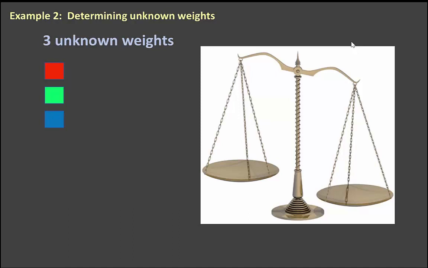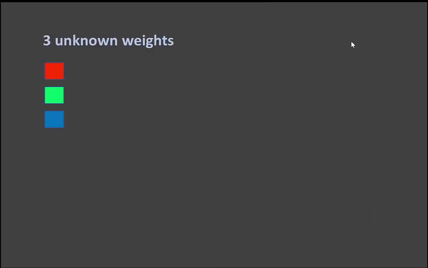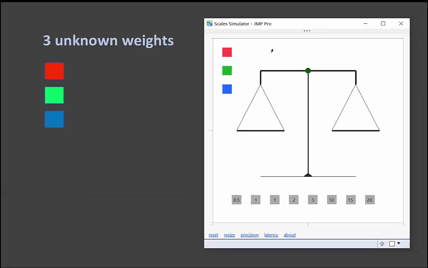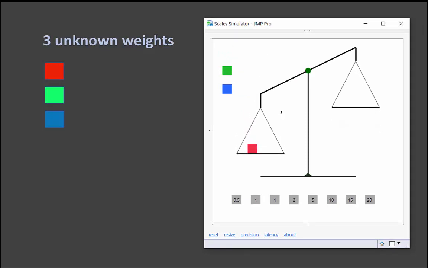Let's think about this problem where I have 3 unknown weights. In many ways, it's the most trivial problem I could think of in terms of conducting an experiment. The experiment, of course, is to just take a balance. With that balance, I'm going to take one of the weights and put it on one side of the scales. Then I need to counterbalance it.